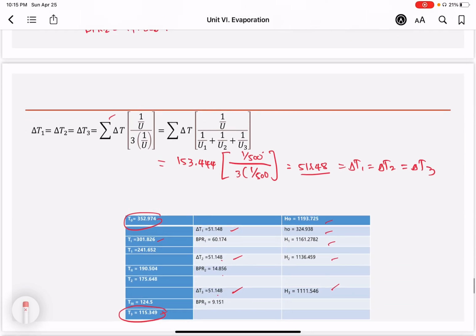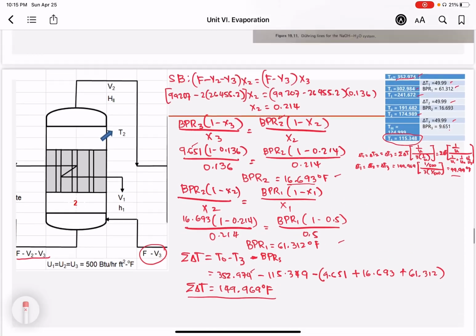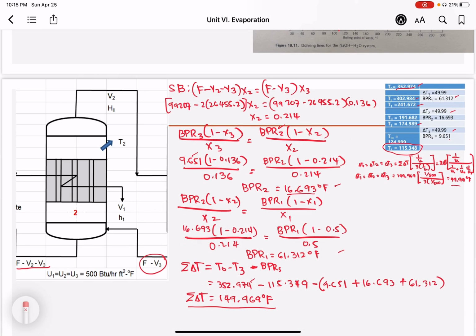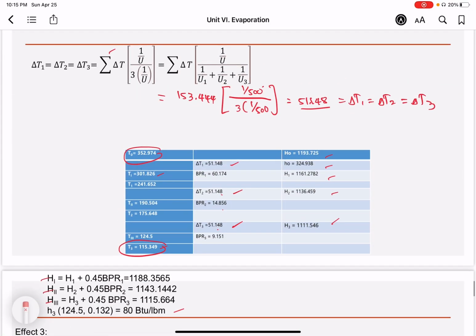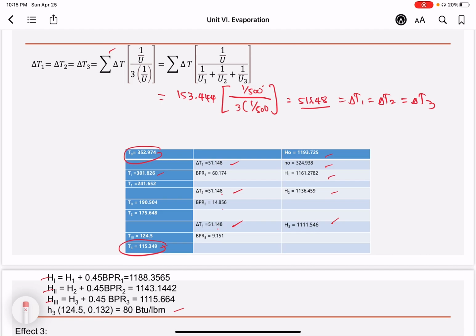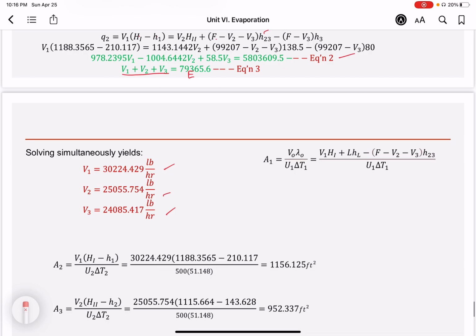And note that the BPR that we got from the first, 61.312 for BPR1. Compare it with the second trial, nakuha natin 60.174. Very near yung values nila. That's why if you get another trial, halos pareho na. That's why we could say that these values that we got for V are actually reasonably correct.